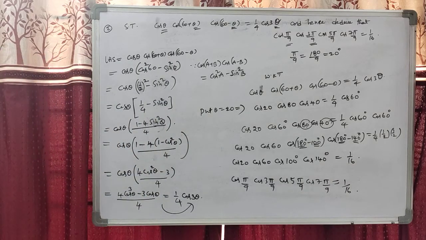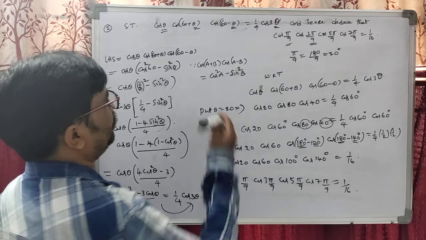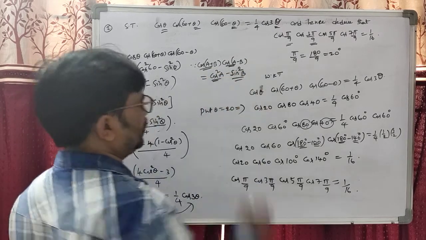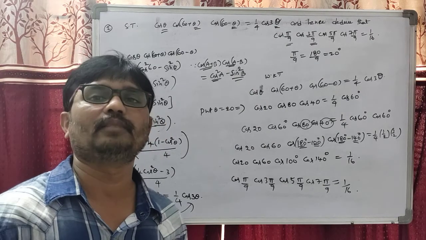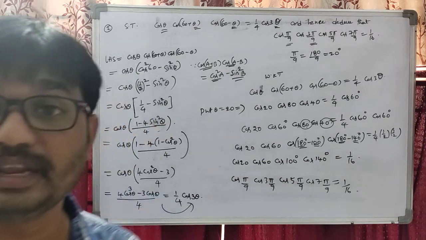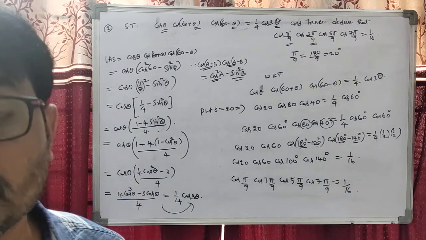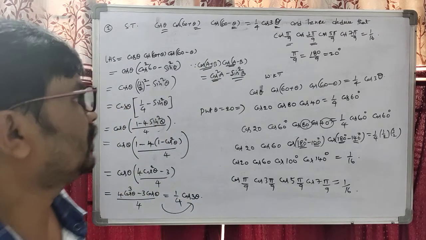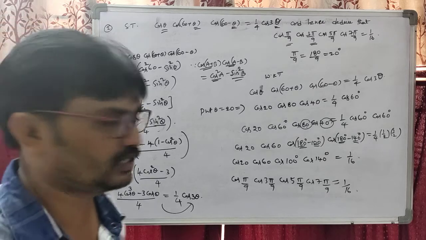Write down, students. At the beginning, we have to take the right formula. Cos A plus B into cos A minus B is cos square A minus sin square B, or cos square B minus sin square A. But sin A plus B into sin A minus B is sin square A minus sin square B. Okay students, first cos, next sin.